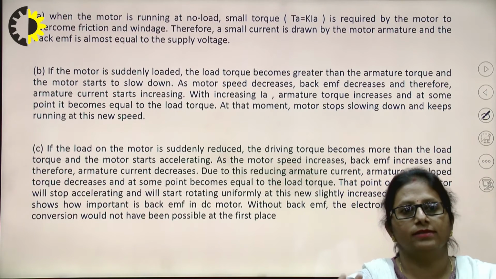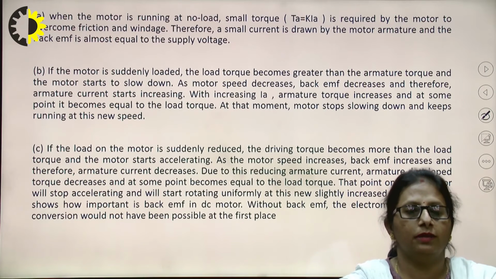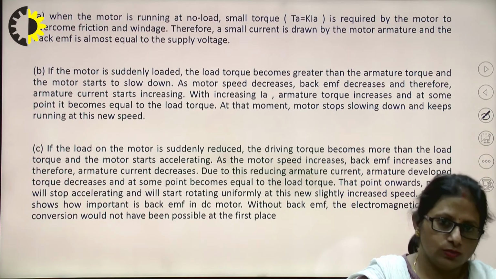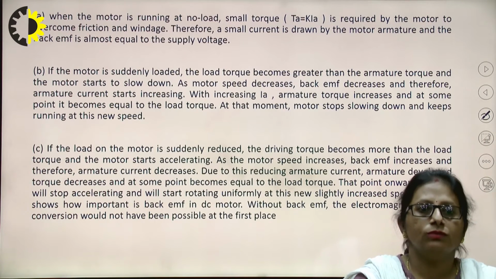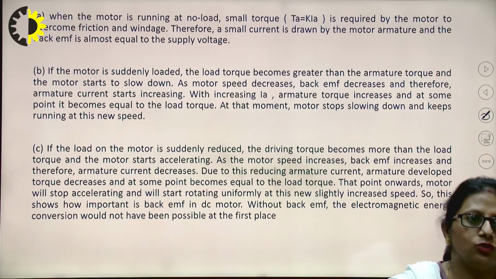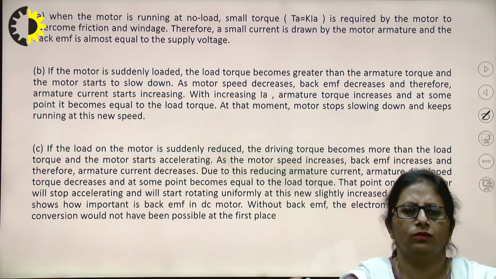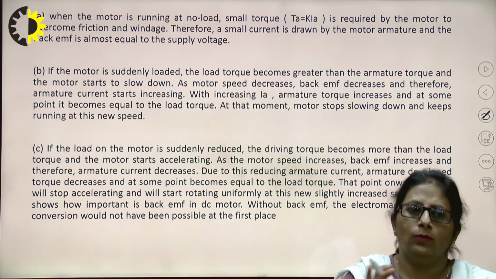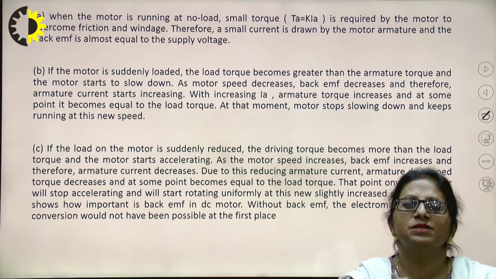How much should it accelerate, right? Should it reach infinity? No, that is being regulated by the back EMF. How? As the motor speed increases, the back EMF also increases, and therefore the armature current now decreases. Due to the reduced armature current, the armature developed torque also decreases, and at some point it becomes equal to the load torque. From this point onwards, the motor will stop accelerating and will rotate uniformly at this new, slightly increased speed.